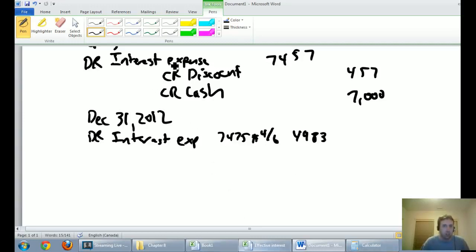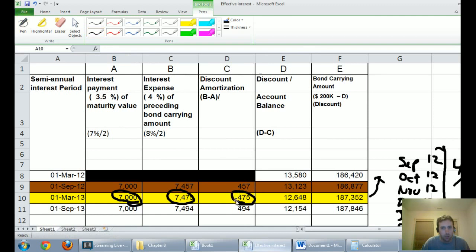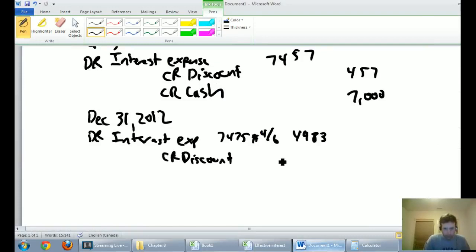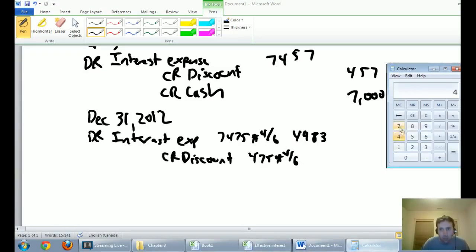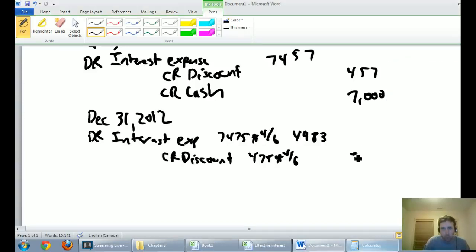Now the next one will be just like the entry above, to credit the discount, because we're always amortizing that discount. We're going to credit our discount for $4.75, but not the full amount, 4 months of it, 4/6. So $4.75 times 4 divided by 6, sorry about my writing there, is 3.17. Okay, so 3.17.